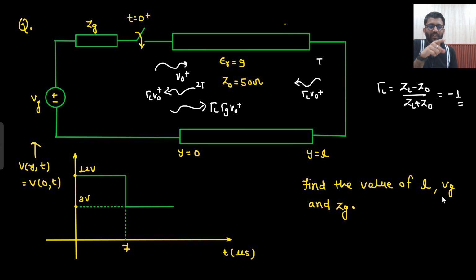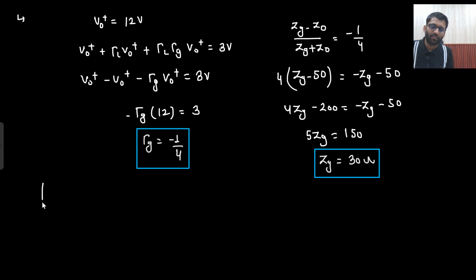What else do we need to find? We need to find the value of Vg. Now can I find the value of Vg? Certainly I can find it out. Why is that so?